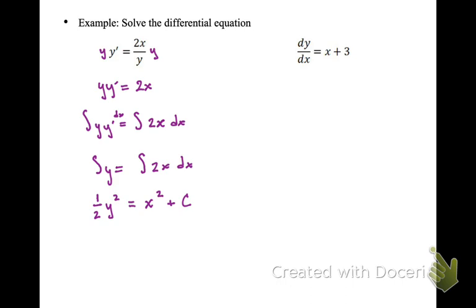Well, they set it equal to c. So if I set this equal to c, well, first of all, this 1/2, I'd multiply everything by 2. So I have y squared equals 2x squared, and 2 times c is still c. And they set it equal to c on all of them. So your general solution is c equals y squared minus 2x squared. And again, this is a GS, standing for general solution.